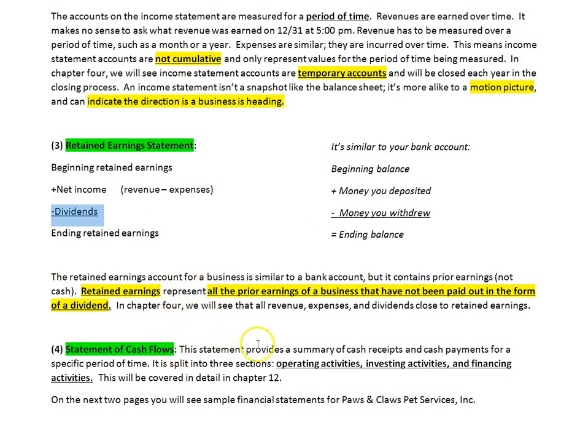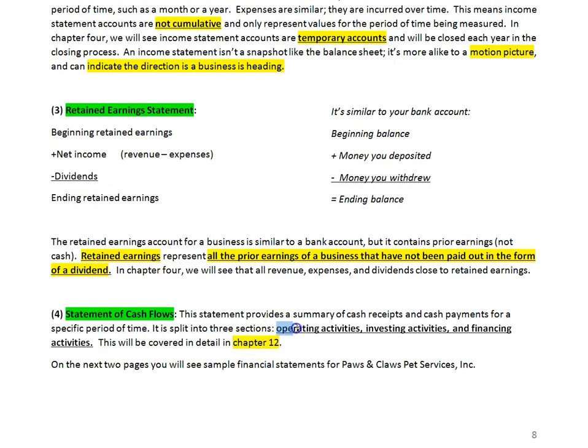Fourth one is statement of cash flow. We're going to have an entire chapter over statement of cash flow in Chapter 12, so we're not going to talk much about it here. We just want to put it into the discussion because it is one of the basic 4 financial statements.